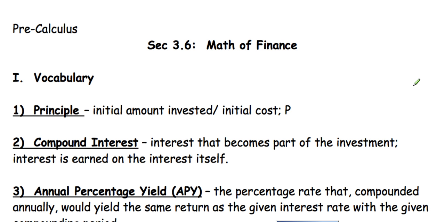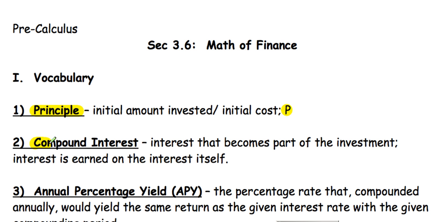Okay, starting off, principal. The principal is the initial amount invested or the initial cost. Okay, so that initial amount that was our a variable in our old exponential functions, that is our p variable. We're going to call it a capital P in our financial interest equations.